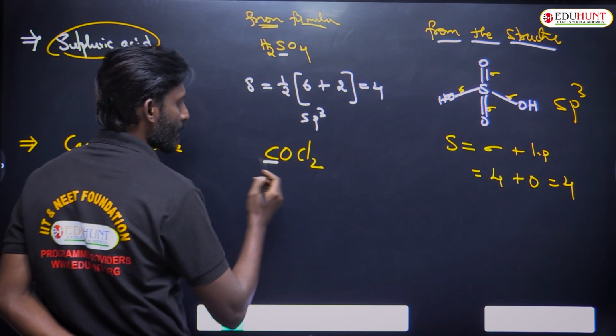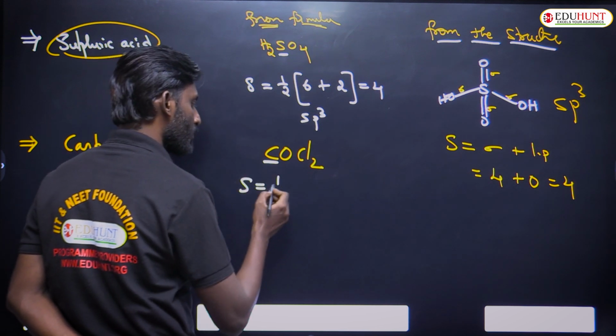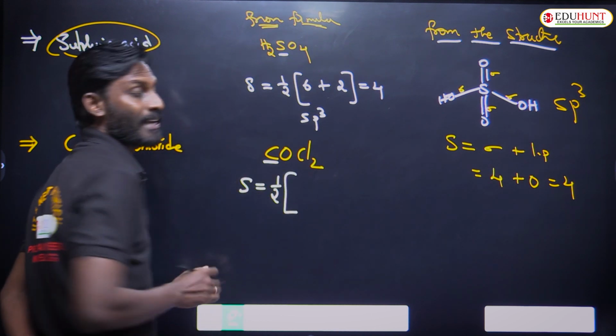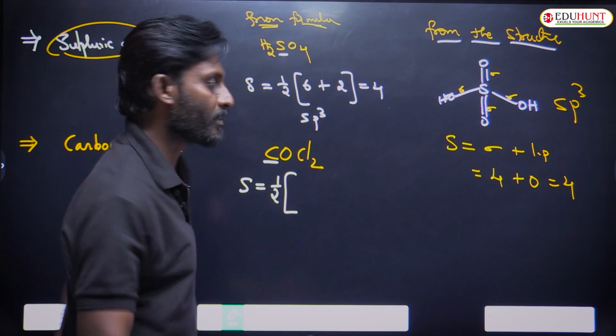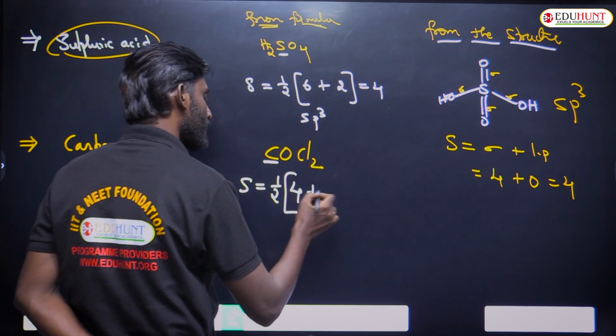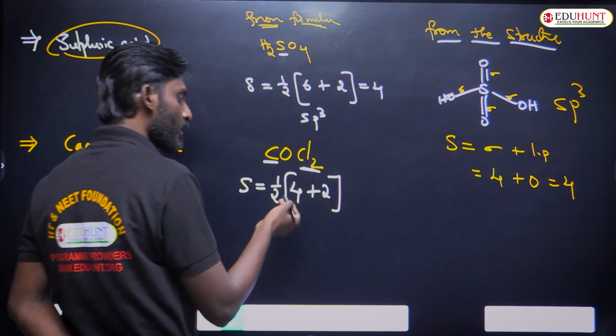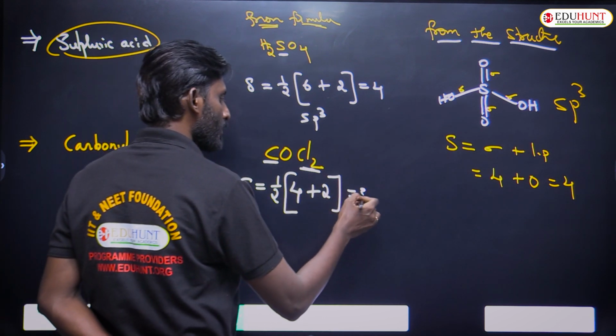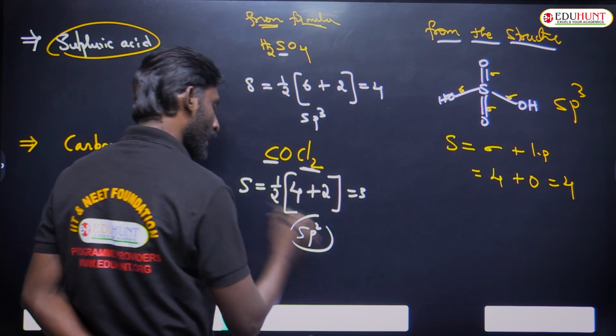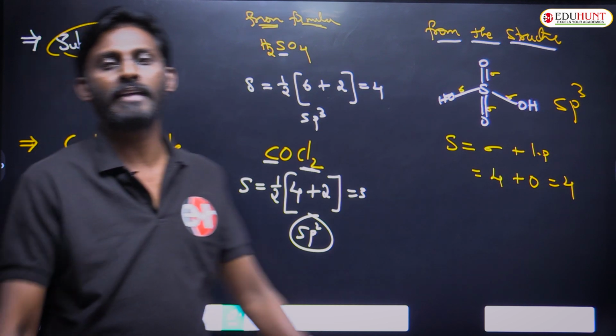Here the central atom is carbon. S value is equal to 1 by 2 times of carbon valence shell electrons. There are 4 electrons, plus 2 monovalent atoms. 4 plus 2 is 6, 6 by 2 is 3. 3 means sp2 hybridization.